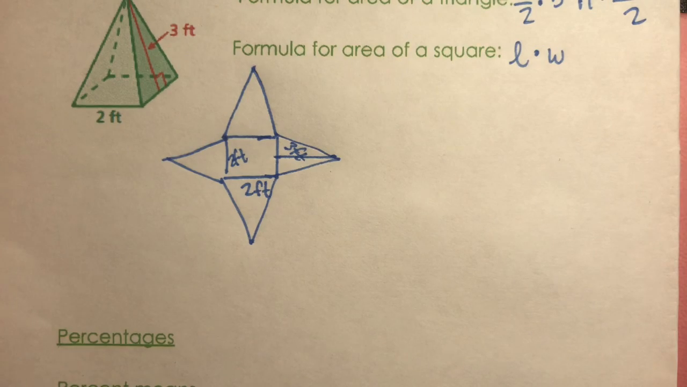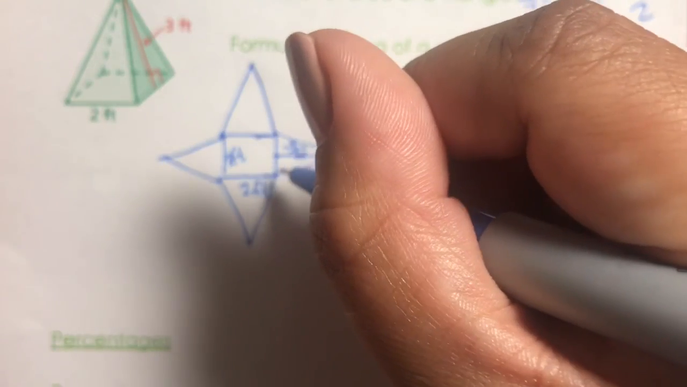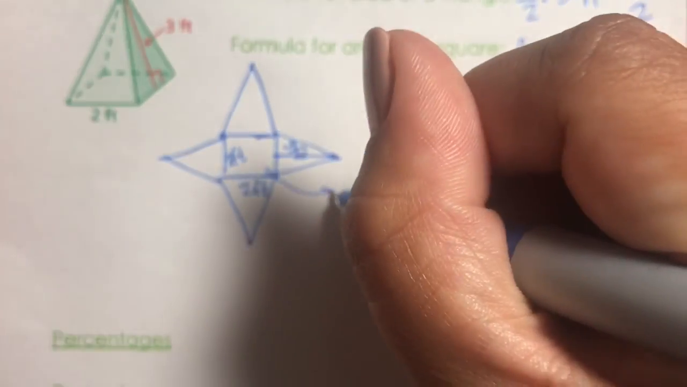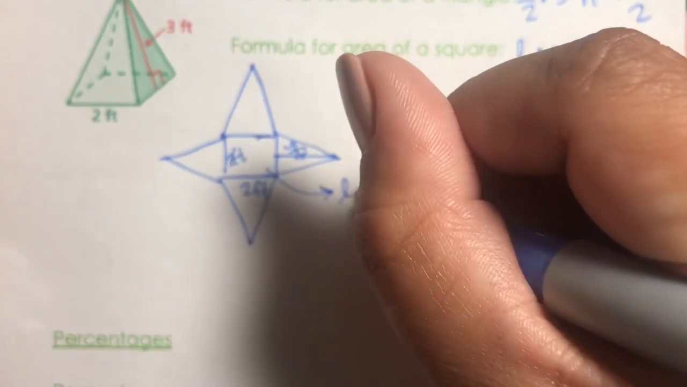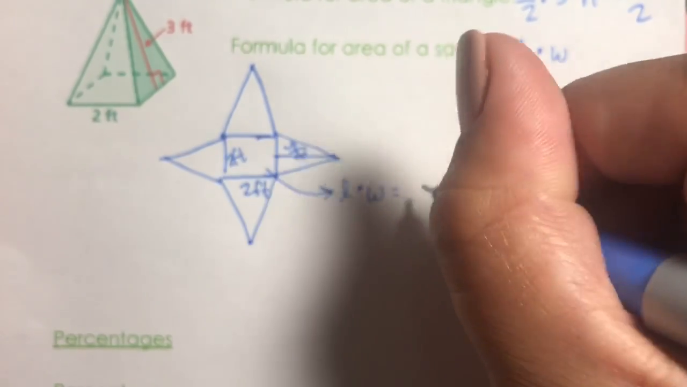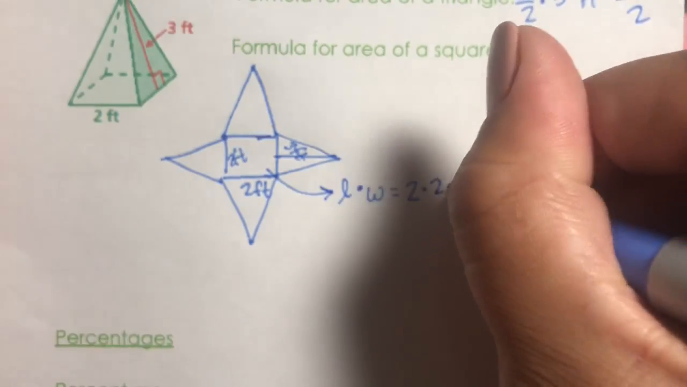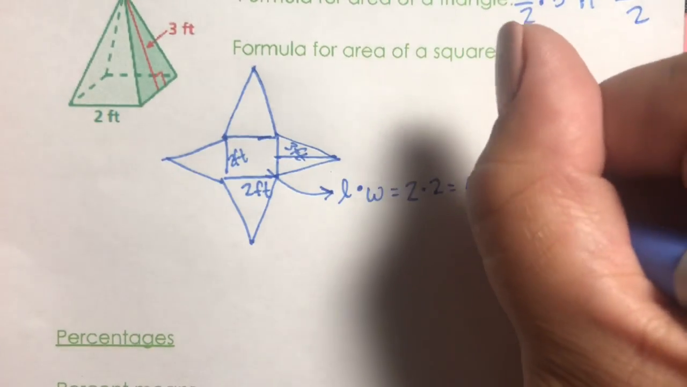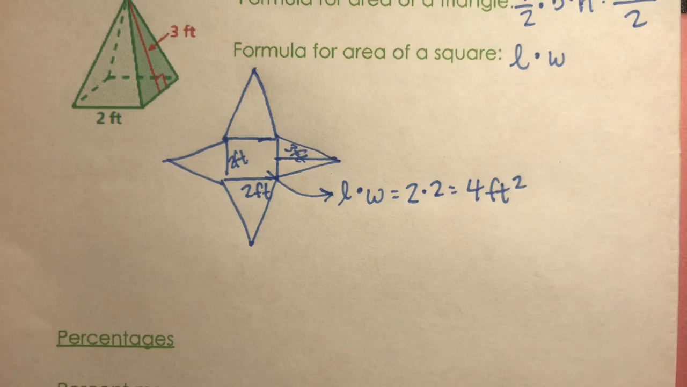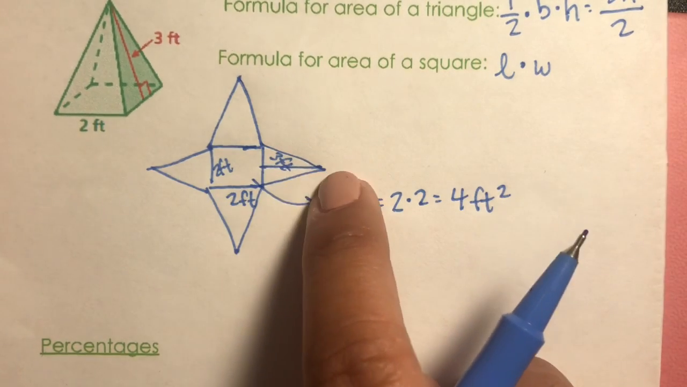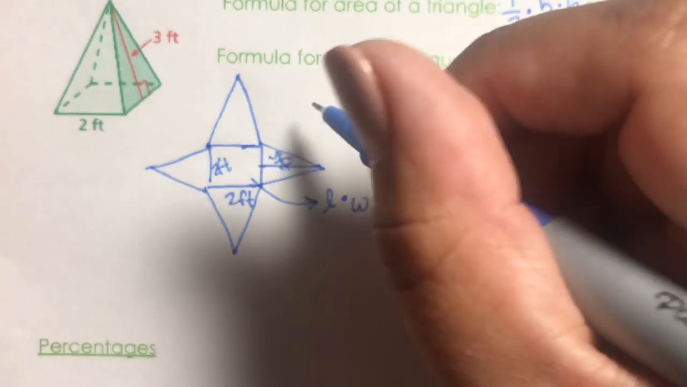So if we want to find the area of the square, we just need to multiply the length times the width, which equals 2 times 2. And that's going to equal 4 feet squared. And remember, you always got to add the squared because we're working with surface area. It's not just 4 feet, it's 4 feet squared. Okay? Now we need to find the area of the triangle.